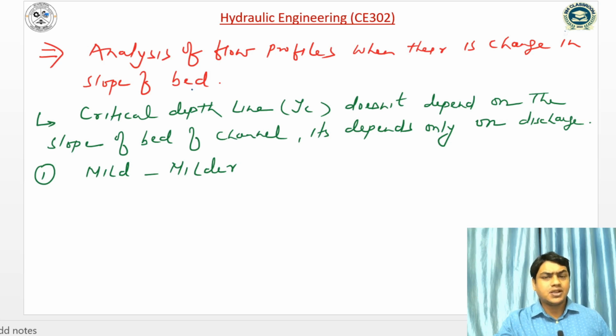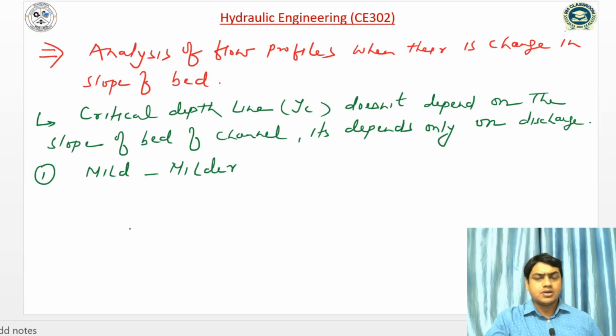We know that the critical depth depends only on the discharge, so the critical depth line will be the same. Critical depth does not depend on the slope of the bed of the channel, it depends only on the discharge. So let us draw the first profile, that is when slope changes from mild to milder. One thing we have to remember for the entire flow profiles: when there is a change in slope of bed, flow will always go from normal depth line to normal depth line.